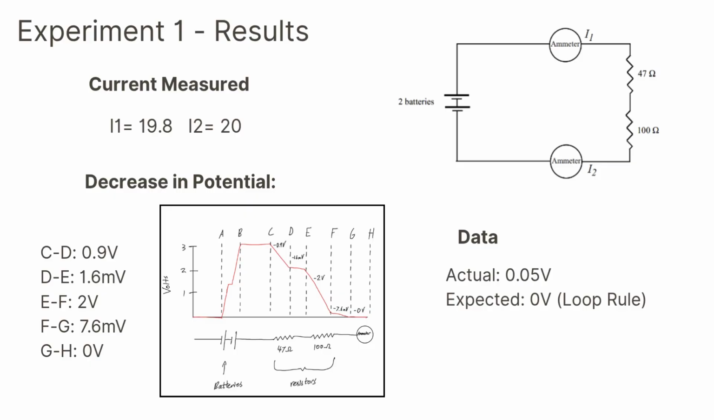But you can see we expect it to go back down to 0, because that would prove the loop rule, meaning there is no net rise or decrease in voltage in the end. But we actually got 0.05 volts, which can be due to many different errors, such as human error and measurement error.